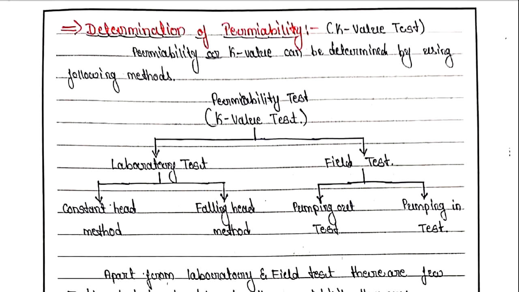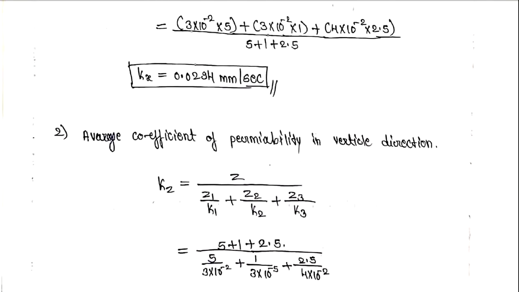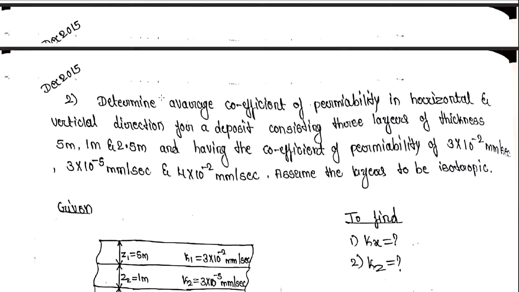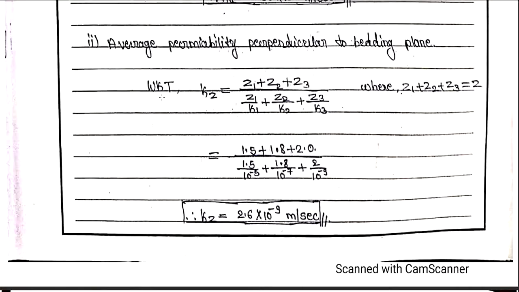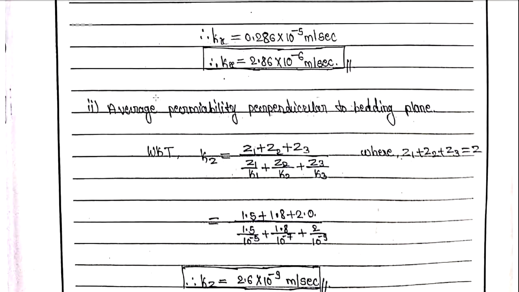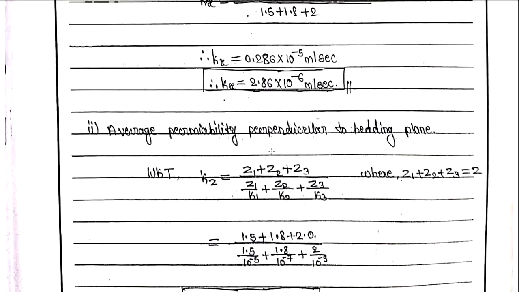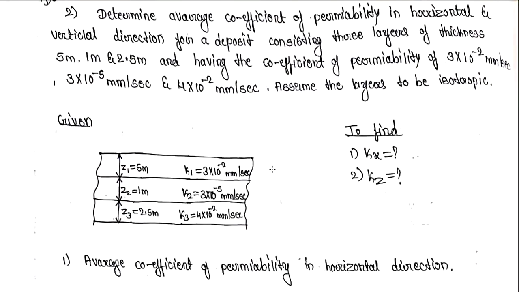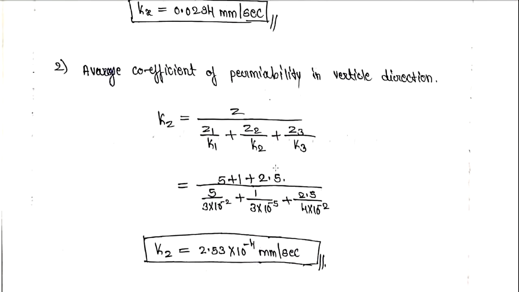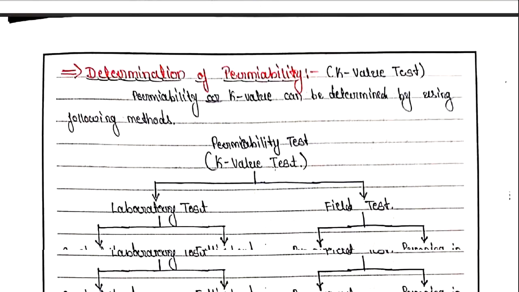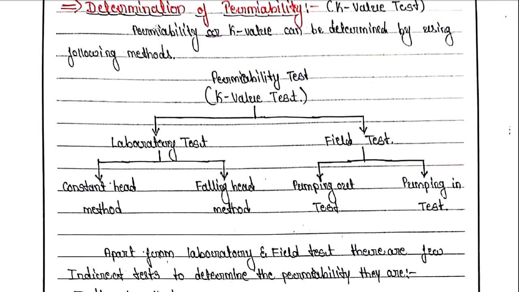So in the previous session we studied permeability in stratified soil. We studied the flow parallel to stratification and flow perpendicular to stratification. We even found the average permeability when the flow is parallel as well as perpendicular to stratification. Now in today's session we are going to study the determination of permeability, that is, the K value test.